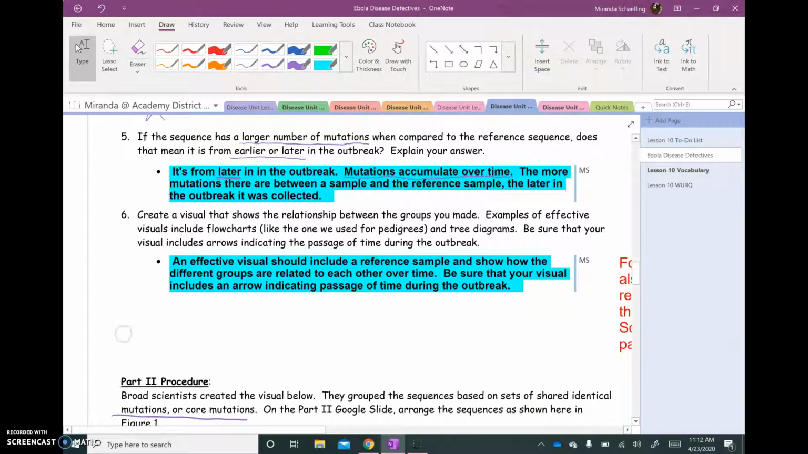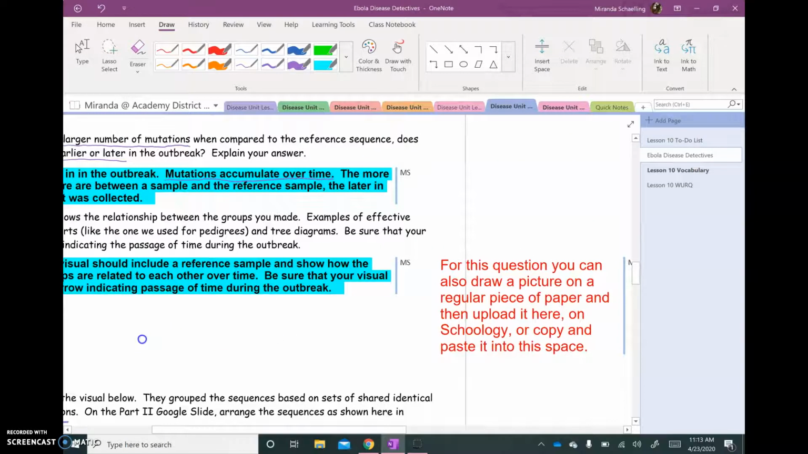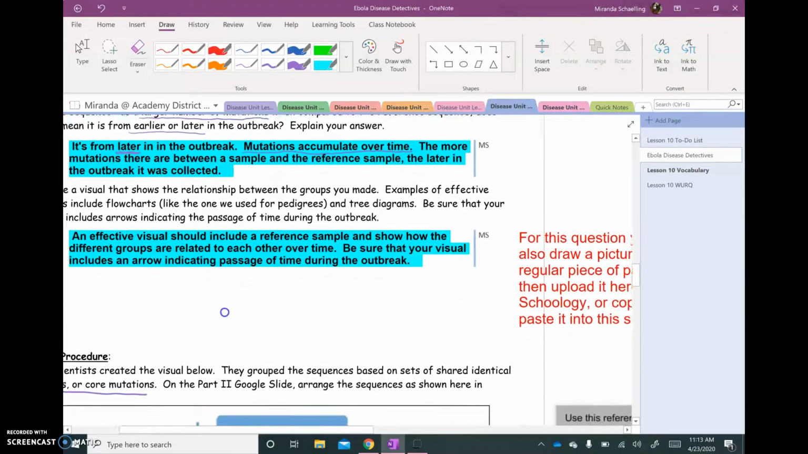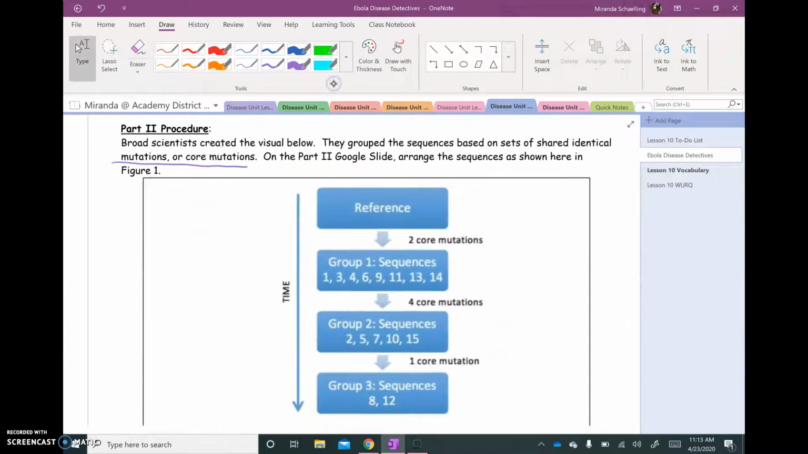All right, then it's a creative visual that shows the relationships between the groups you made. A lot of people had some issues with this one. I said you could do it on a regular piece of paper if you wanted, or you could draw it here. Here's a good example for it. For the part 2 procedure, it shows time, the reference sample, and then the changes that happen between each one.